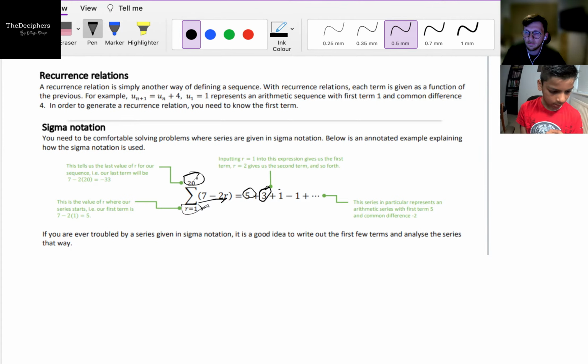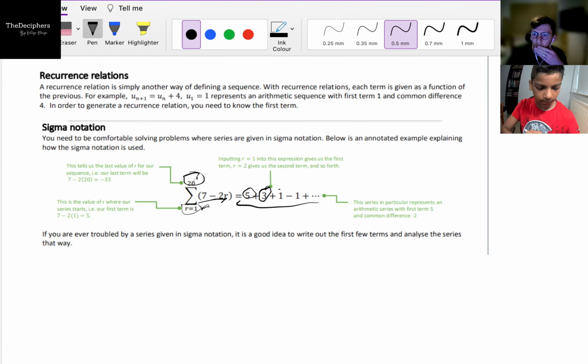This series in particular represents an arithmetic series with the first term 5 and a common difference of -2. If you're ever troubled by a series given in sigma notation, it's a good idea to write out the first few terms and analyze the series that way.